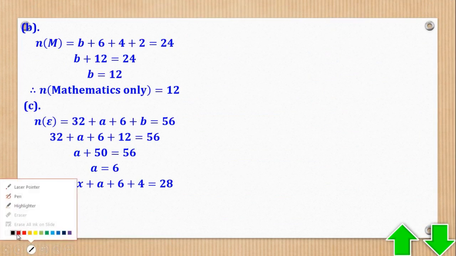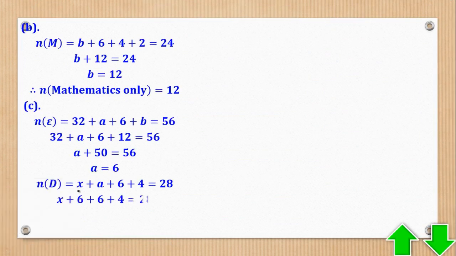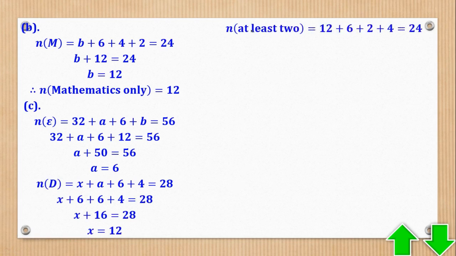So the whole of that gives you 28. Substitute for A, simplify, and make x the subject. So now that you have got the value of x, we can now get the number of those who belong to at least 2 clubs, which is 12 plus 6 plus 4 plus 2, which is 24.